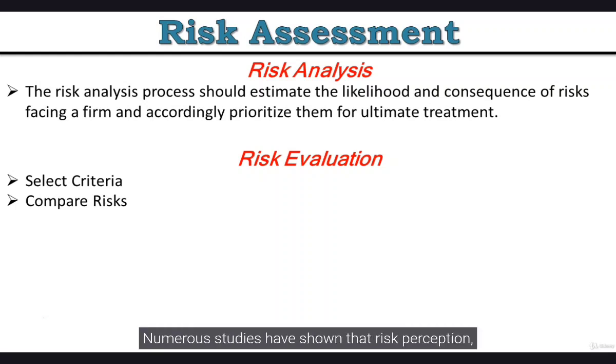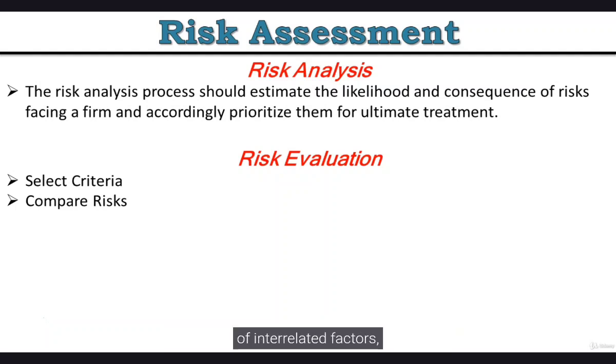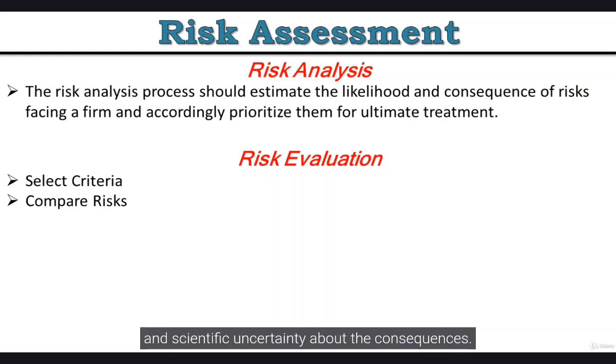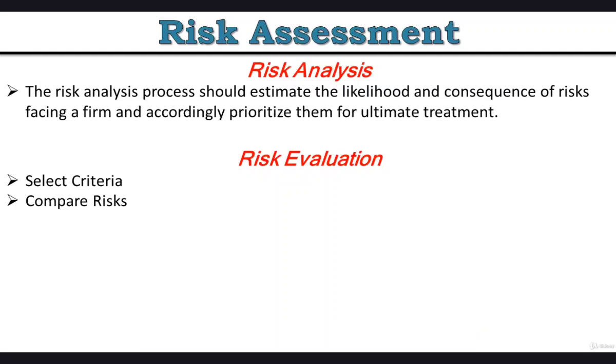Numerous studies have shown that risk perception, evaluation, management, and attitudes towards risks are affected by a wide range of interrelated factors, including types of risks involved, benefits of risk sources, the type and the sensitivity of risk receptors, and systems and activities exposed. The ability of people to control risks, familiarity with risks, the equality of exposure to risk sources, concentration of risks, the type and the severity of consequences, and scientific uncertainty about the consequences.